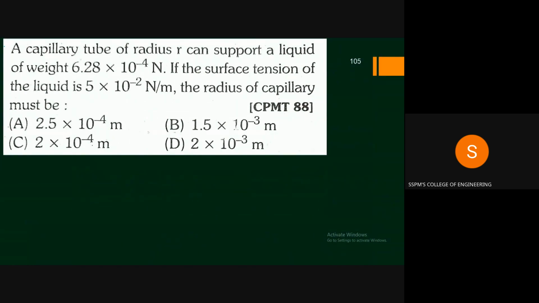Okay, now ready for the next question. A capillary tube of radius r can support a liquid of weight 6.28 into 10 to the power minus 4 Newton. If the surface tension of the liquid is 5 into 10 to the power minus 2 Newton per meter, the radius of the capillary tube must be. Basically this problem is based on the equation of surface tension.